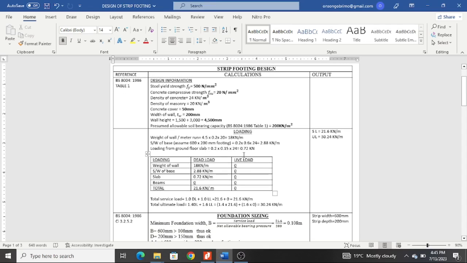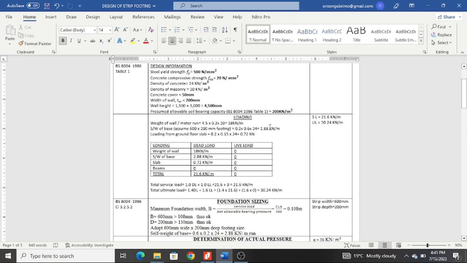The next thing is, first of all, after you've listed down your design information, you now do your loadings. For loadings, we are going to determine the maximum loadings that are going to apply to our strip footing, the service loadings and the ultimate loads. And basically different strip footings support different loads, and I'm going to explain that in a short while.